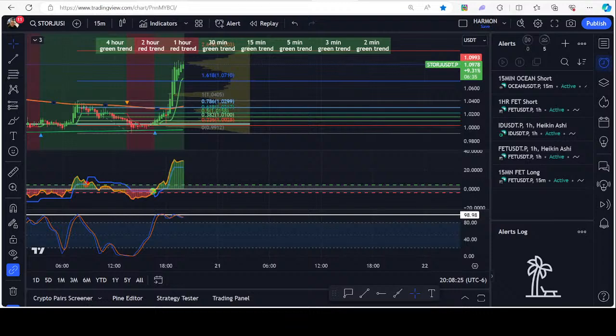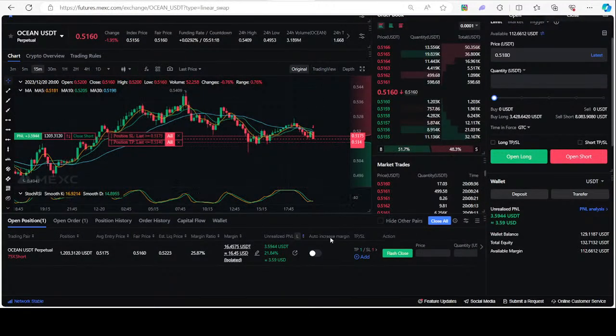Let's see. All right, 21% on Ocean. Remember, guys, stay within your system, man. 21%, 20. The goal is to master 50% and then take 20% every time, right?